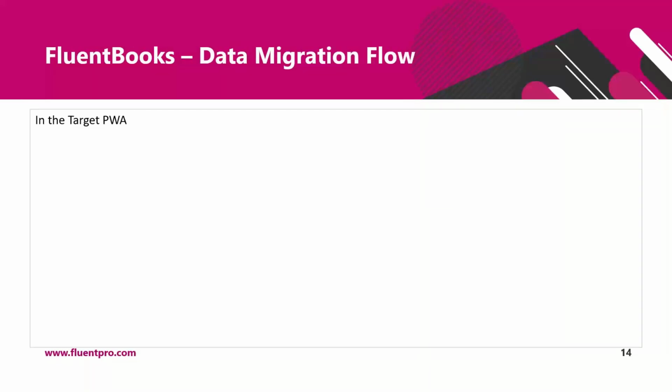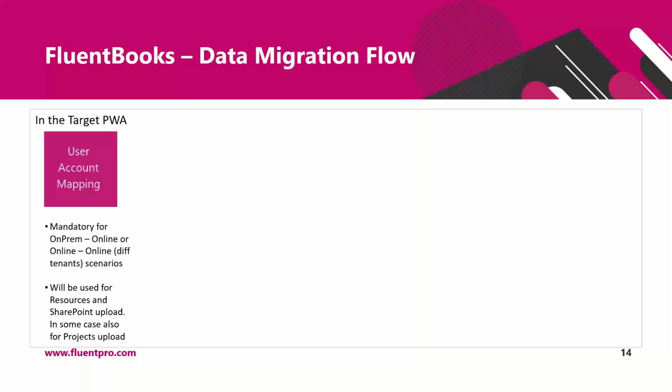After activities in the source PWA are completed, the next step is to proceed with the activities in the target PWA. The first one, and the very important one, is to perform user account mapping. It is mandatory for migration scenarios like from on-premises to online project server or between different Project Online tenants. This mapping will also be used for resources and SharePoint upload, and in some cases it will be used for project upload.